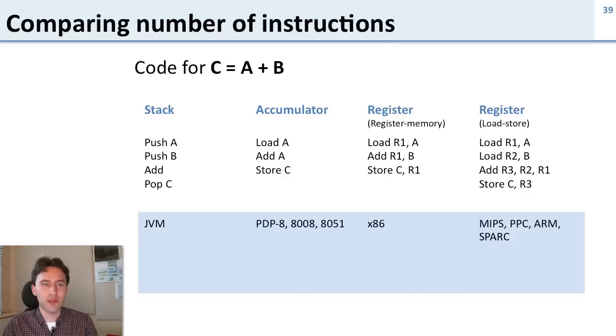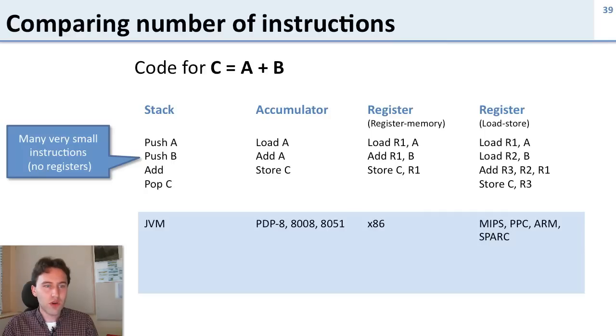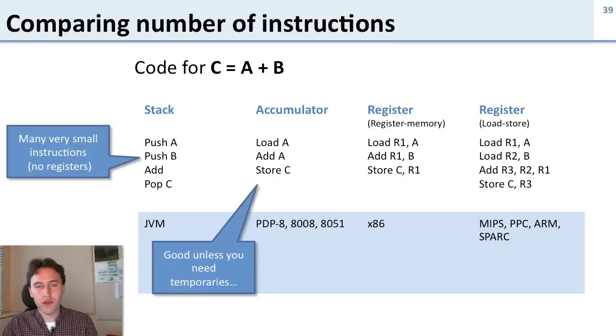Here I'm going to do C equals A plus B. And if we look first at this stack, you see you have very small instructions, but you need a lot of them. And that's because each of these instructions only specifies one thing, which is going to be pushed onto the stack. If we look at the accumulator approach, it's pretty good, unless you need temporaries. Because the accumulator only has one register, any temporaries have to be stored to memory.